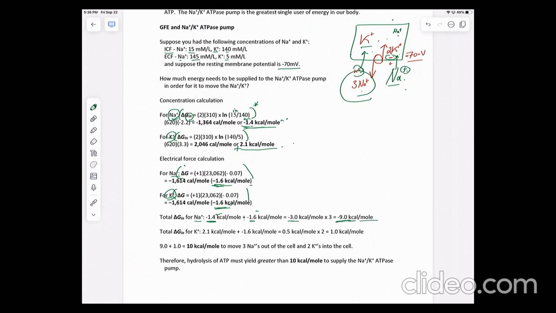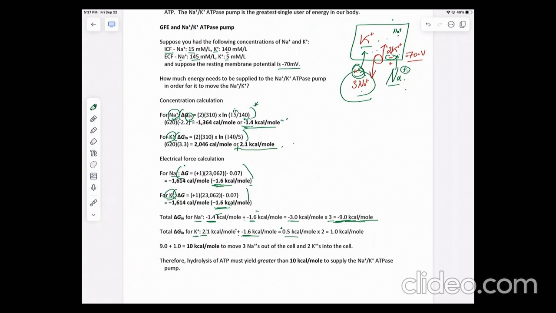Okay, got to think carefully about this. So what I'm doing is I'm running all the numbers assuming the sodium is going into the cell. So if I move 3 sodiums in the cell, I'm going to have a total release of energy of minus 9 kilocalories. Now let's do the same thing for potassium. So we saw for potassium, how much energy am I going to need moving potassium into the cell? Well, potassium is against its gradient here, so this is going to be positive. Okay, then I add, looky here, because it's positive going into the negative, now I'm releasing energy here, so I add these two up, and so my net energy is plus 0.5 kilocalories.